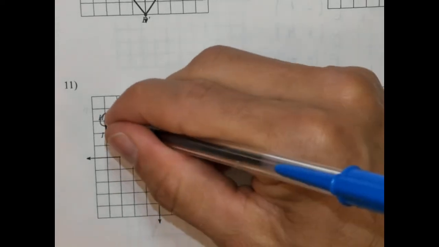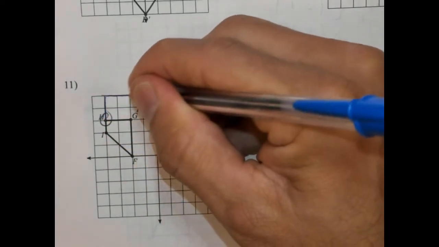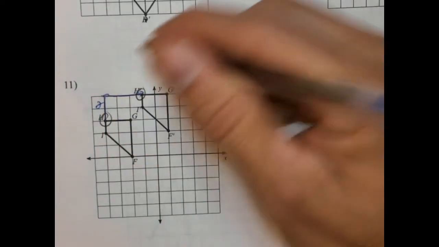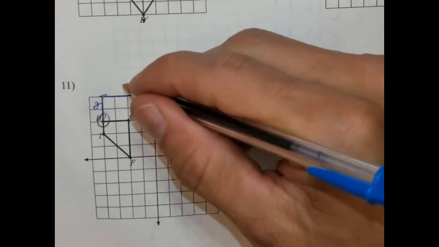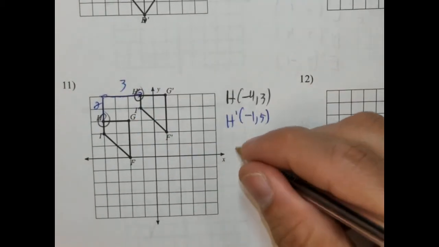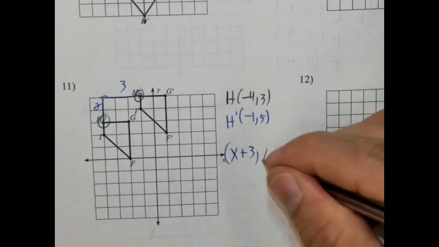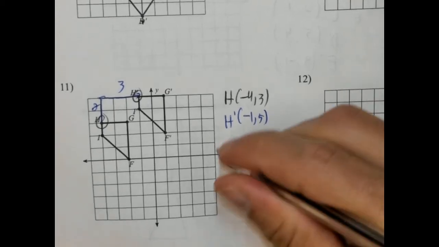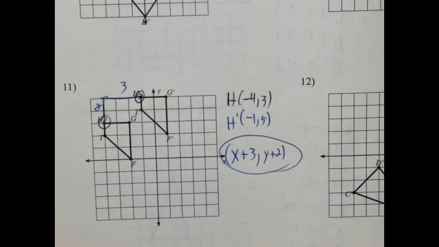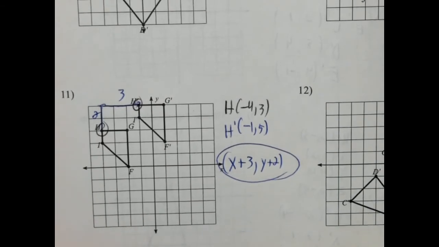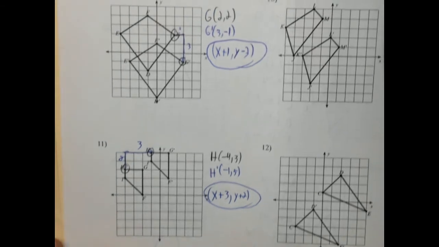Okay, so let's see what happens here. So we went up 2 and right 3, it looks like. So if we're going right 3, that means x is increasing by 3. And we're going up 2, so y is increasing by 2. And that's it. All right, so that is the second of the 2 translation practices.